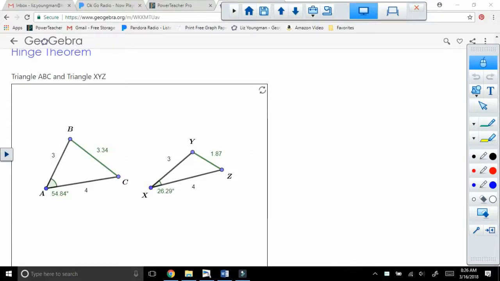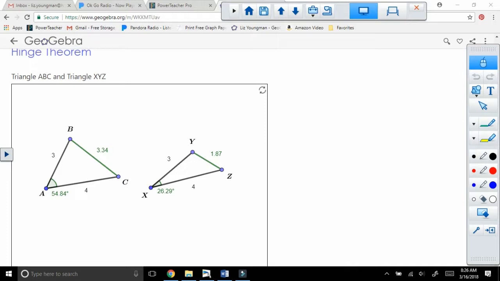Okay, for section 5.6, the last section in chapter 5, we're going to look first at the hinge theorem. What the hinge theorem says is you have two triangles, and if you notice here, two of the sides are congruent. So these sides are both 3 and these sides are both 4. However, the triangles are not congruent because these included angles are not the same.